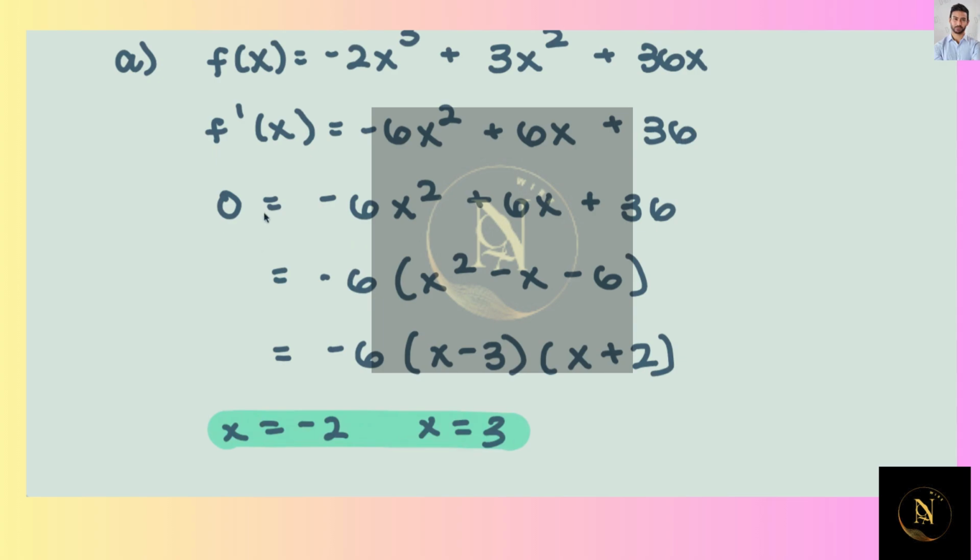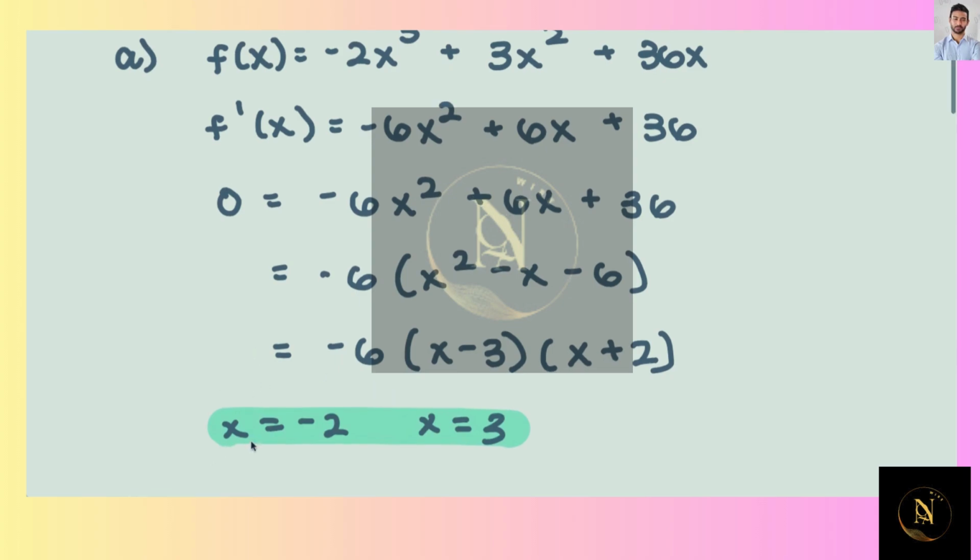So 0 will be equivalent to negative 6x squared plus 6x plus 36. So we can factor out a negative 6, get negative 6 times the quantity, x squared minus x minus 6, and then this looks like a quadratic we know how to factor. So we'd get negative 6 times x minus 3 times x plus 2, and then we can just solve for x. Remember, this is equivalent to 0. So x would be negative 2 and x would be 3.